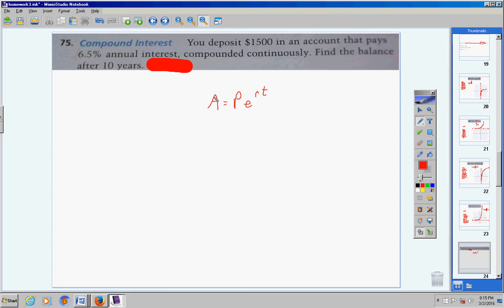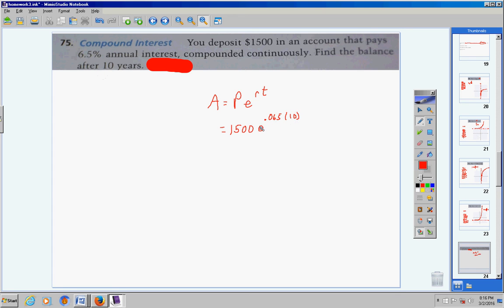Now, this is my ending amount, my balance. This is my starting amount, my principal. And this is my rate. And this is my time in years. We deposit $1,500. That's my principal. That's what you're starting off with. It pays 6.5% interest, so e to the 0.065, remember, to move the decimal two places. Find the balance after 10 years, so for t, I'm going to put a 10, all right?